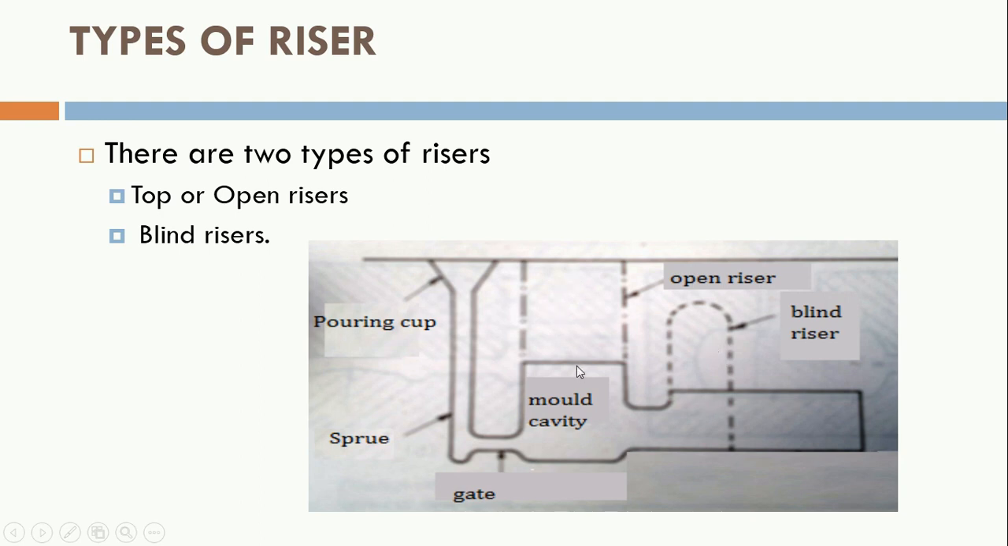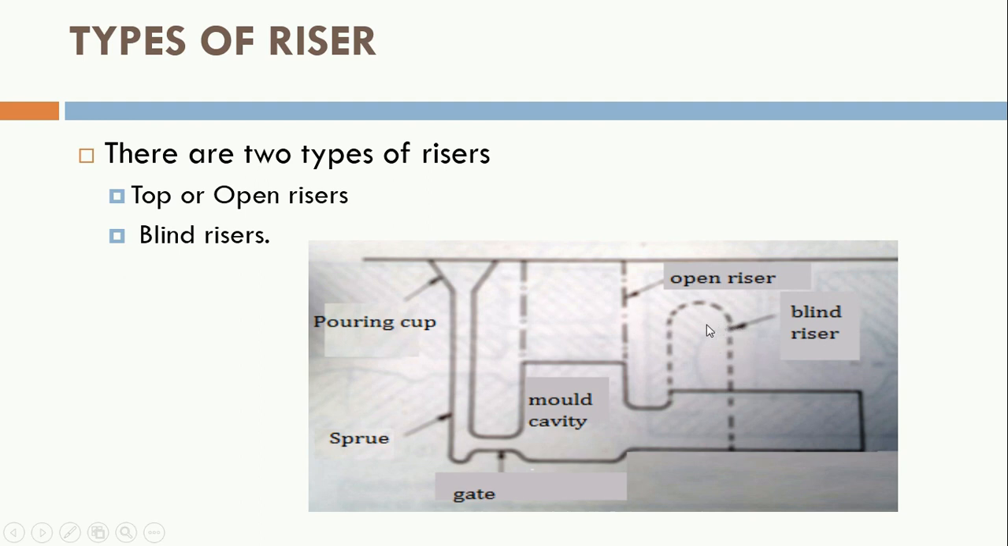Now as and when metal reaches this riser, due to two modes of heat transfer, metal starts its solidification. The open riser transmits heat to the environment through radiation. At the same time, metal present inside the open riser will transfer heat to the sand particles through convection. Means in case of open riser there are two modes of heat transfer. The first one is radiation and the second one is convection.